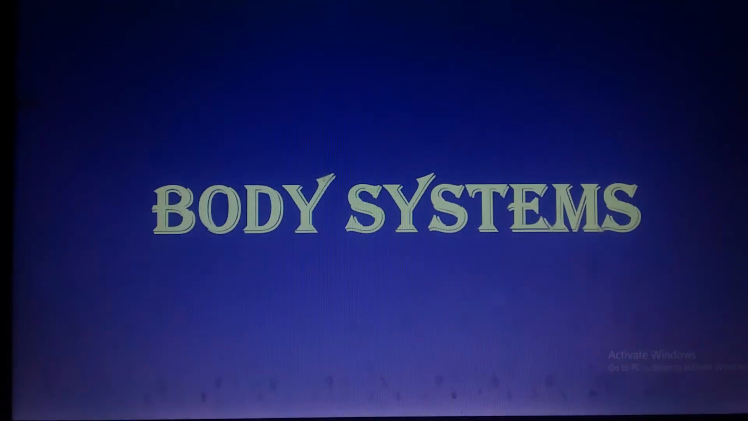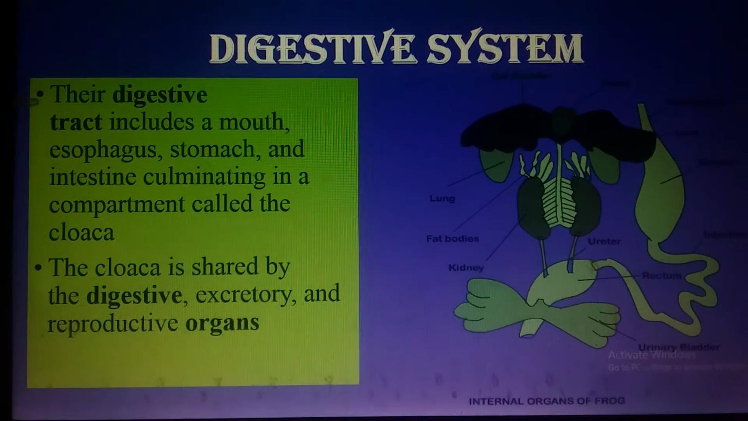Now I'm starting the body systems. First of all, I will discuss the digestive system. The digestive tract or alimentary canal includes a mouth, esophagus, you can see here, mouth, esophagus, stomach and intestine. And also at the end they have cloaca. The cloaca is shared by the digestive and excretory systems. Must keep it in your mind.